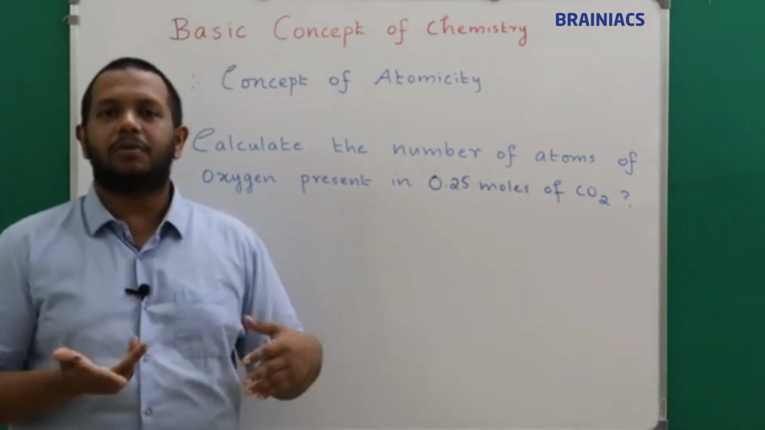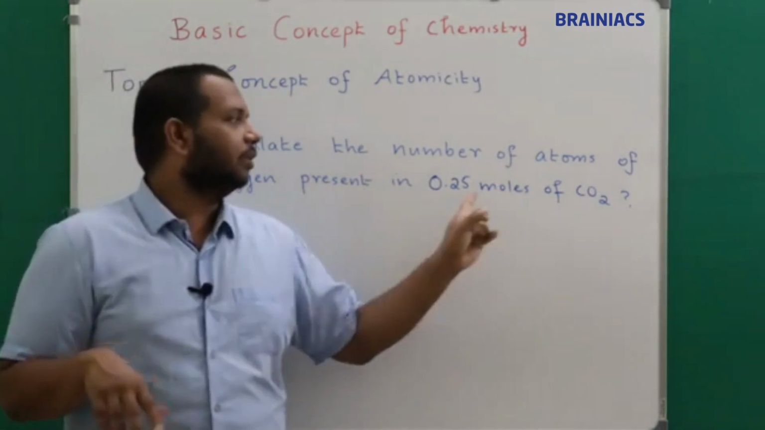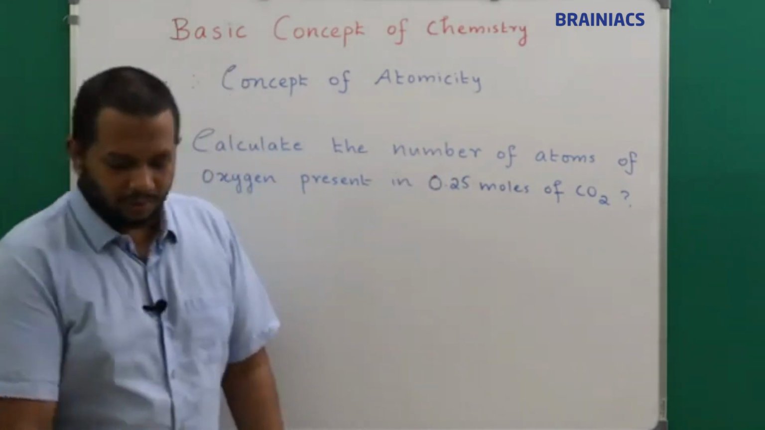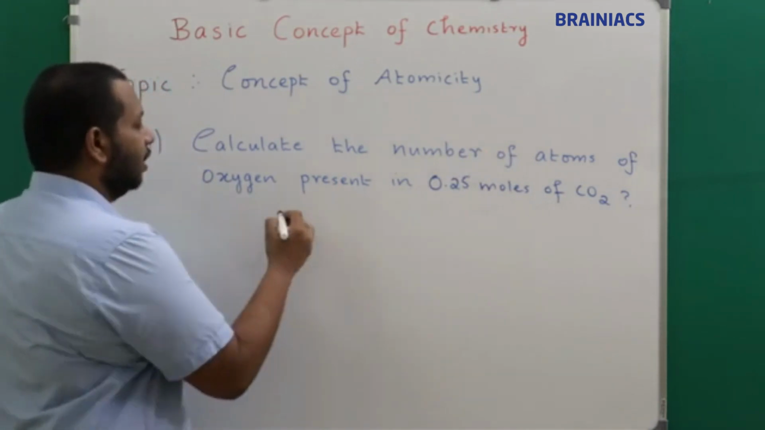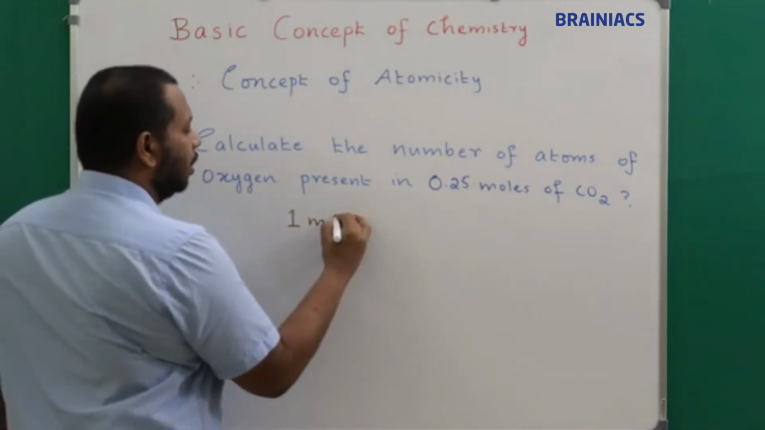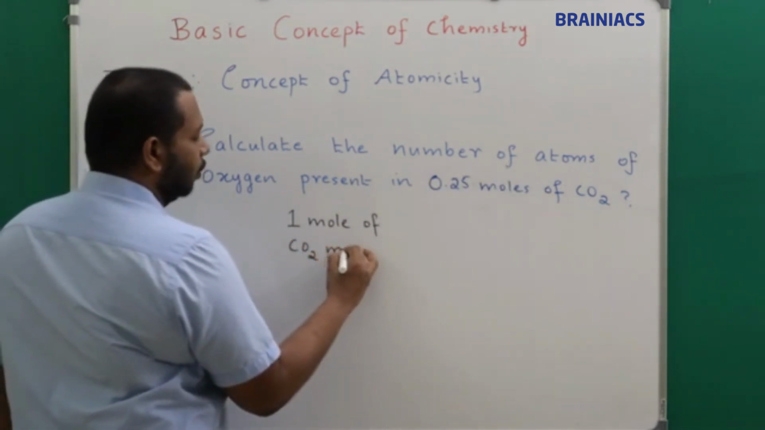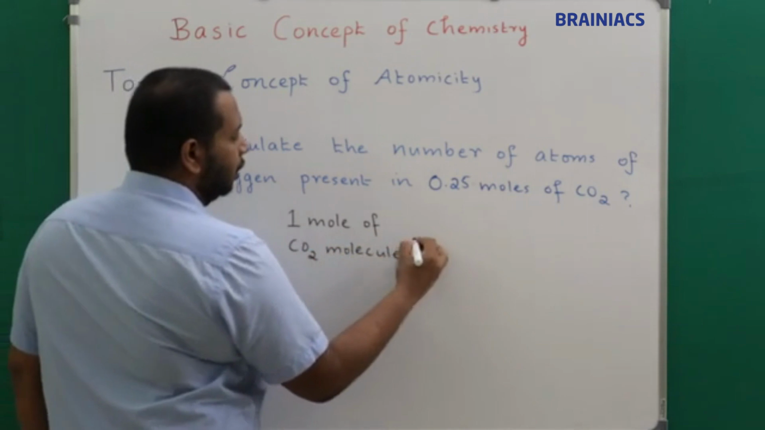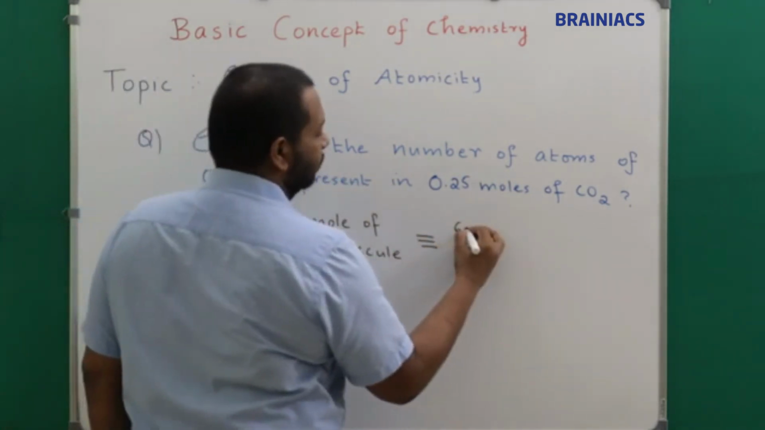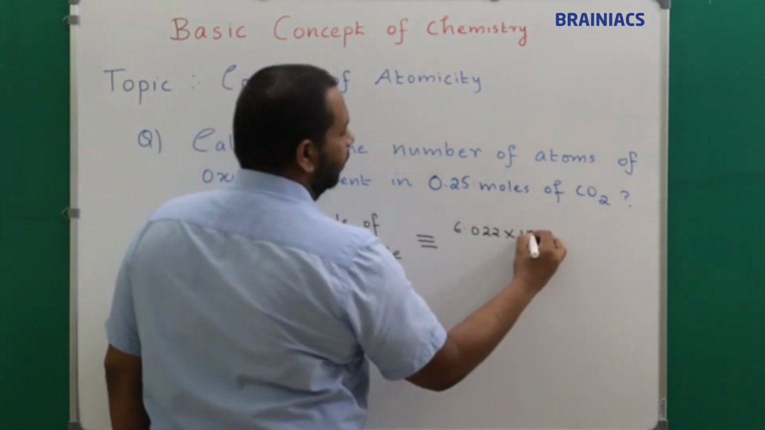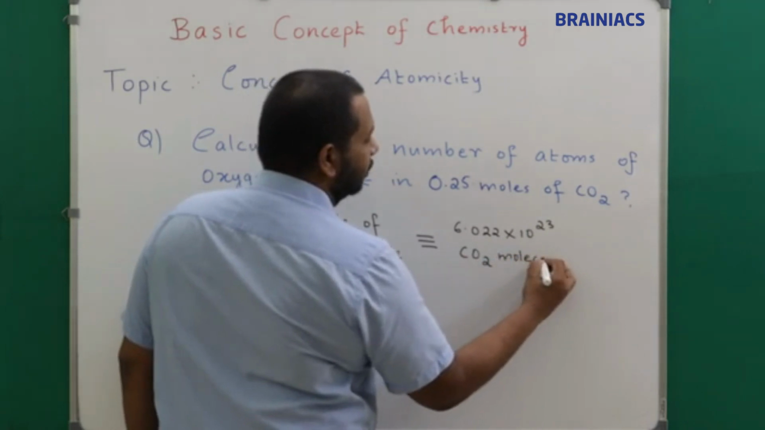Once you know the number of molecules, what do you need to do? Calculate the atomicity and multiply those two. So you need to convert moles into molecules. We know our fundamental relationship between moles and molecules. What is that? 1 mole of CO2 molecule will have how many molecules? We learned this: 6.022 into 10 power 23 CO2 molecules. Correct?